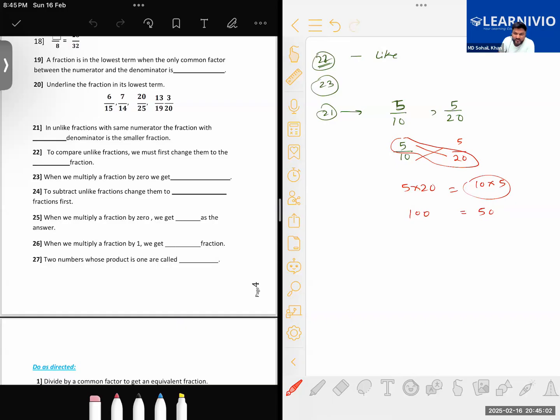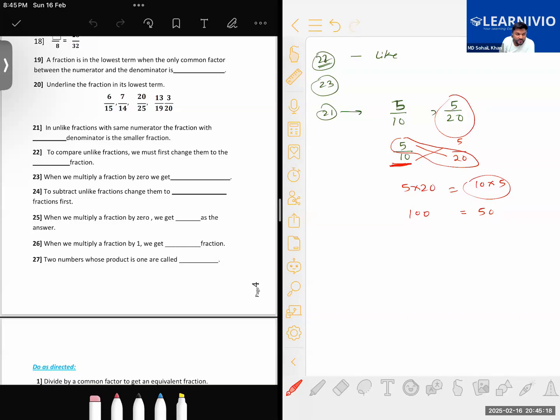So which one is bigger out of 50 and 100? Obviously 100. And 100 is coming on this side, on the left side. Getting it? So the fraction on the left side, that is 5 upon 10, is bigger, and the fraction on the right side, that is 5 upon 20, is smaller.